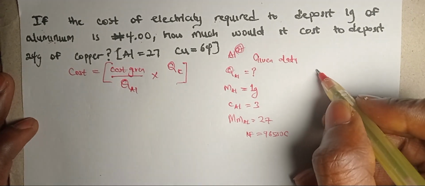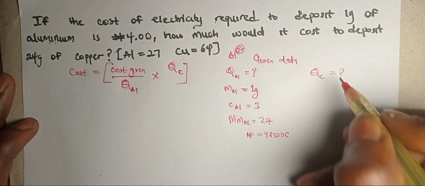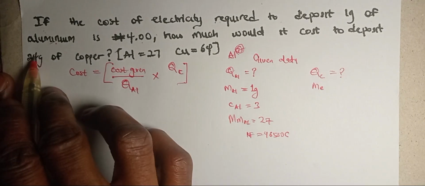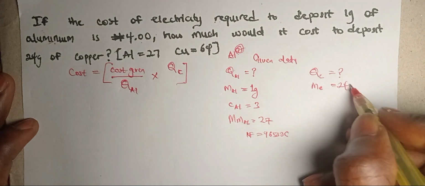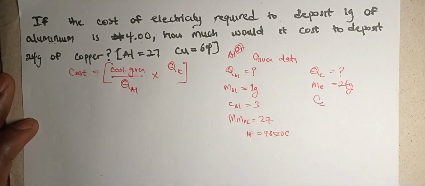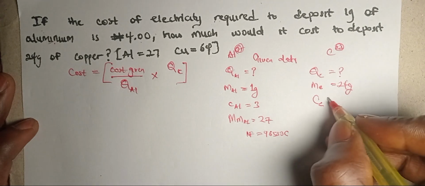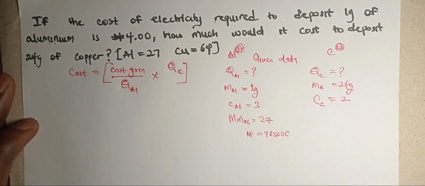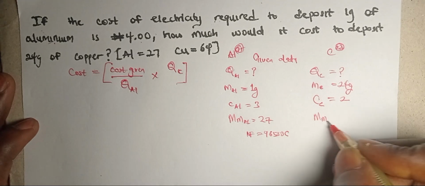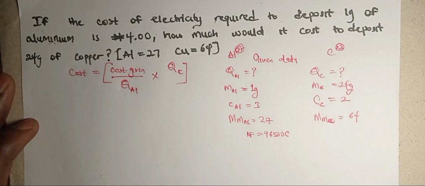For the second quantity of electricity, which is for the copper, it is also unknown. We are given the mass of the copper, which is 24 gram. Copper is Cu 2 plus, so the charge is 2. The molar mass of copper is 64.